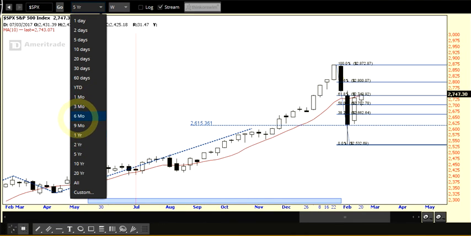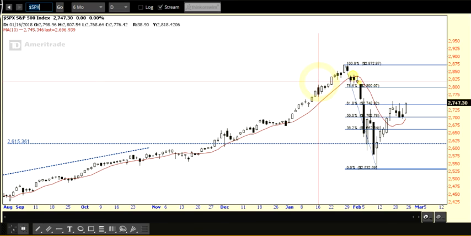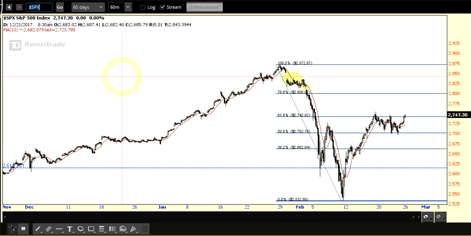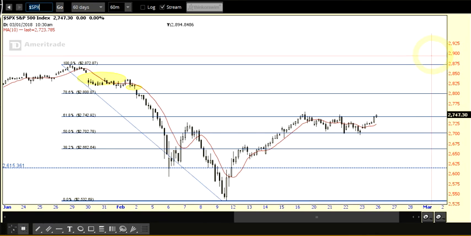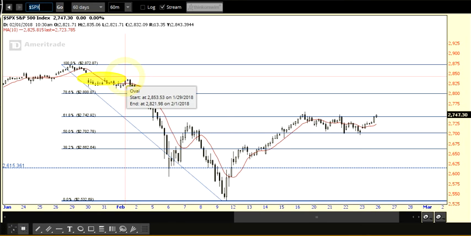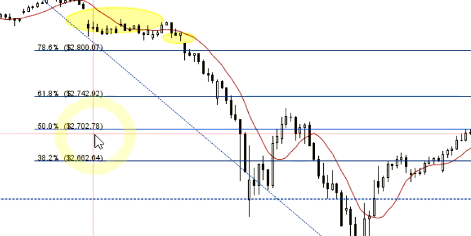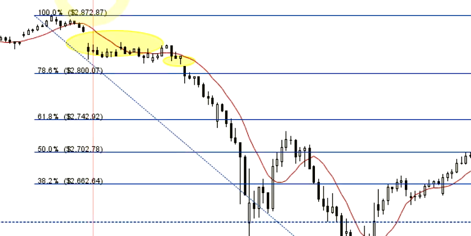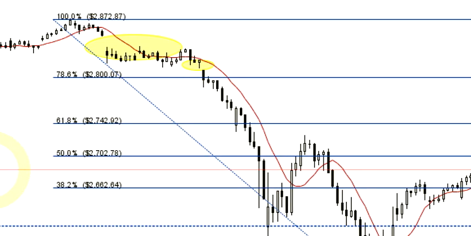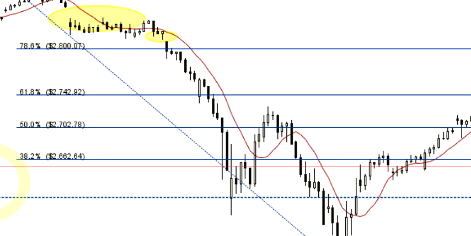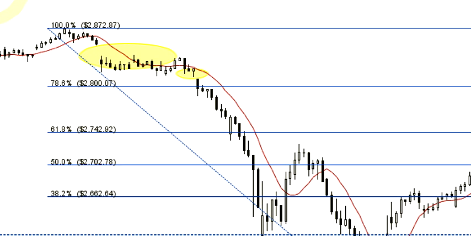I think I did this before. I think I said we had a clear 5 waves down. I'm going to go to a 3-month. Let's just go to 60 days. Let's zoom in on this 60 days, and you can clearly see. Hopefully this will all fit in here.